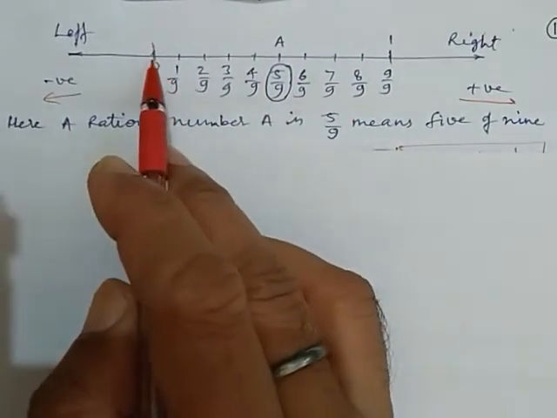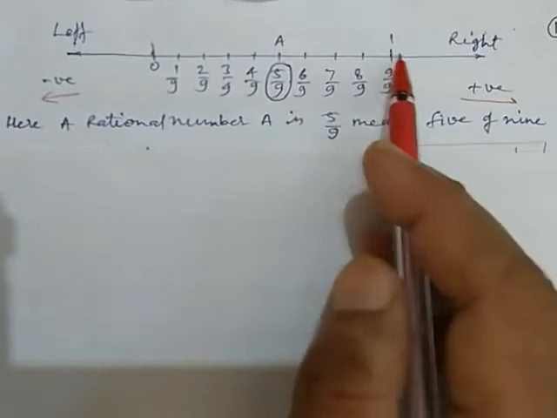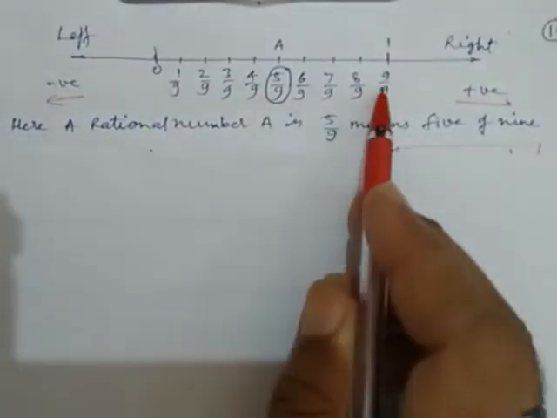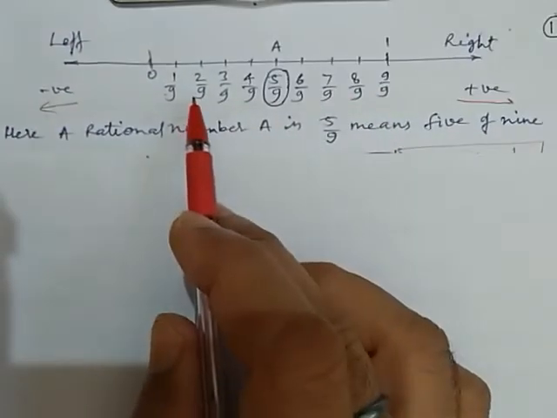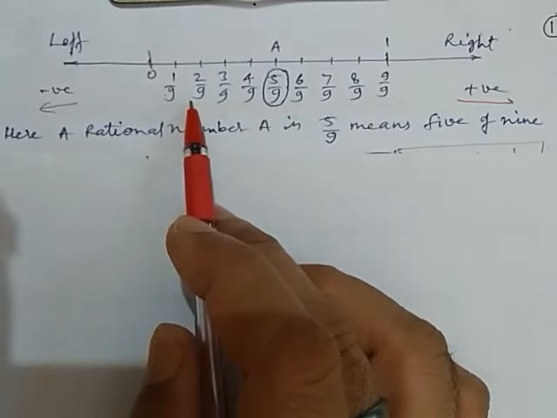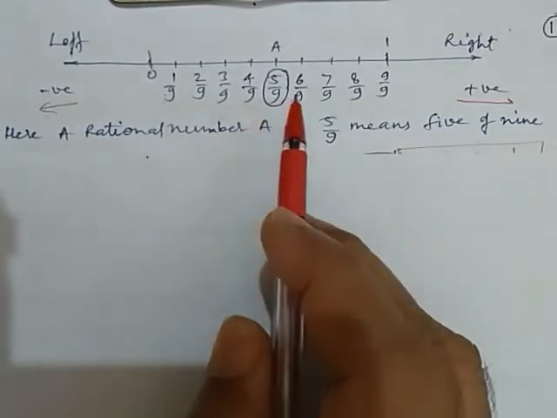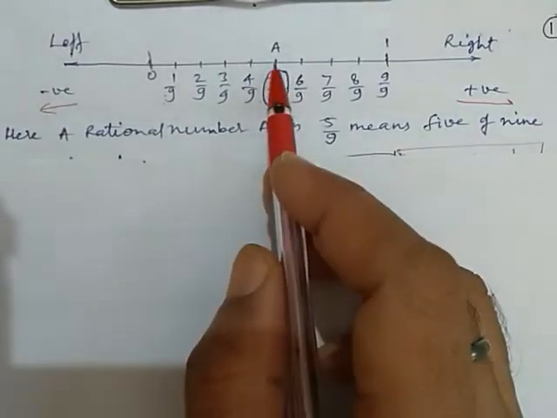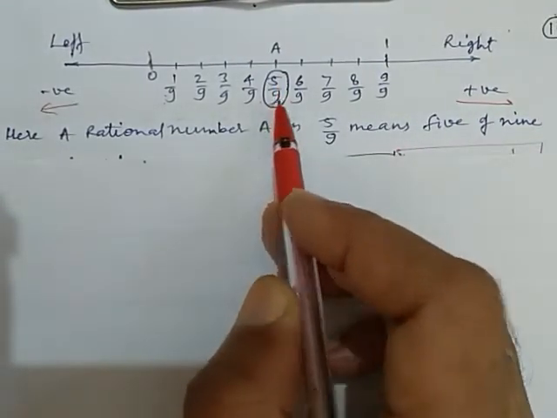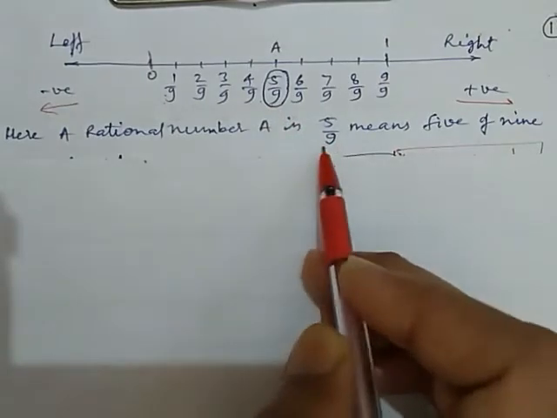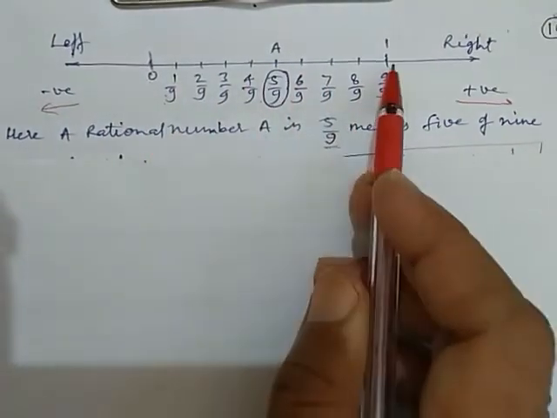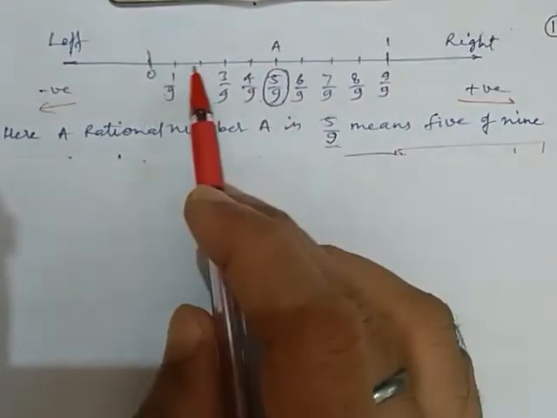So first we divide this 0 and 1 into 9 equal parts, because we have to make a fraction having 9 as denominator. Here a rational number A is 5 by 9. We have to plot 5 by 9, and the denominator of this 5 by 9 says that we have to divide this 1 unit into 9 equal parts.